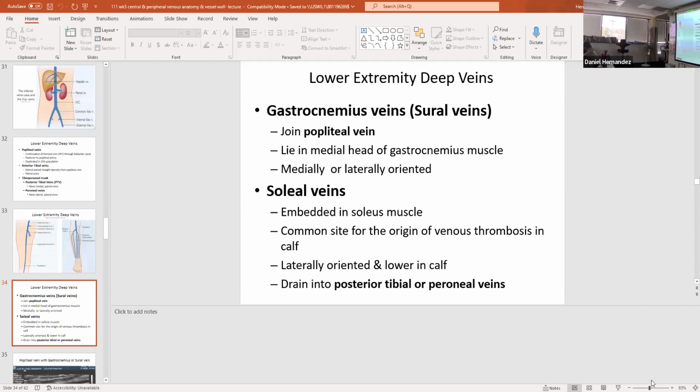These veins are very small. They exist in the calf. If you just look at the name of this vein, the gastrocnemius vein gets its name from the gastrocnemius muscle, or calf muscle. The soleal vein actually gets its name from the soleal muscle, which is a muscle of the calf as well, which sits posterior or deeper to that gastrocnemius muscle.